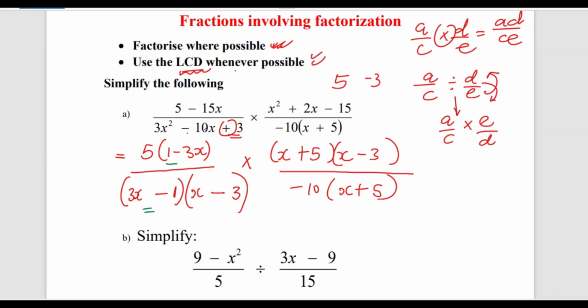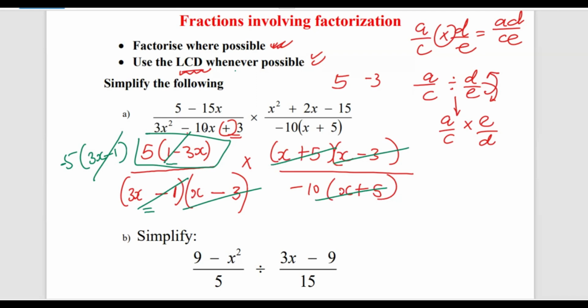So if I apply the change of sign, then I should be able to take out these brackets. So this is going to become the 5 into 3x minus 1, but this 5 is going to be negative. If that is correct, then the 3x minus 1 cancels the 3x minus 1. Then this x minus 3 cancels the x minus 3. The x plus 5 goes with the x plus 5. So with the numerators, I'm only going to be left with negative 5 over the denominators.